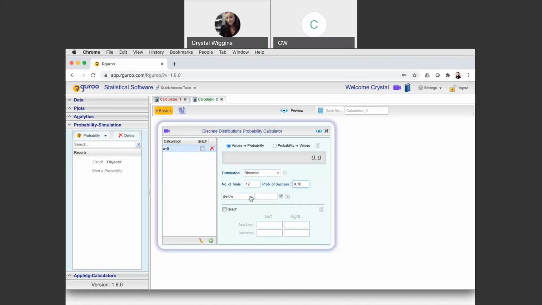We are going to say equal to 0, and we're going to click our eyeball. So there's a 28% chance that none of the 12 properties will have sufficient oil reserves. I'm going to select that I save this in x equals 0, and I'm telling it that I'm going to want a graph when I graph this. You know what? Maybe I'll leave the graph out. Maybe that'll give me my chart.